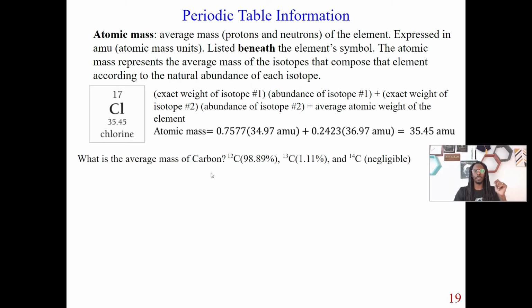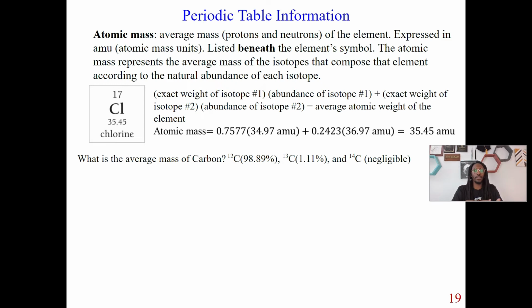What is the average mass of carbon? So carbon, if you did not know, has 3 isotopes. We got carbon 12, carbon 13, and carbon 14. Carbon 12 is the most abundant isotope on this world at 98.89%. Carbon 13 is pretty rare at 1.11%. And then carbon 14, that's super rare. It's so rare that it's not even a percentage for it. So you can really ignore it, to be honest.